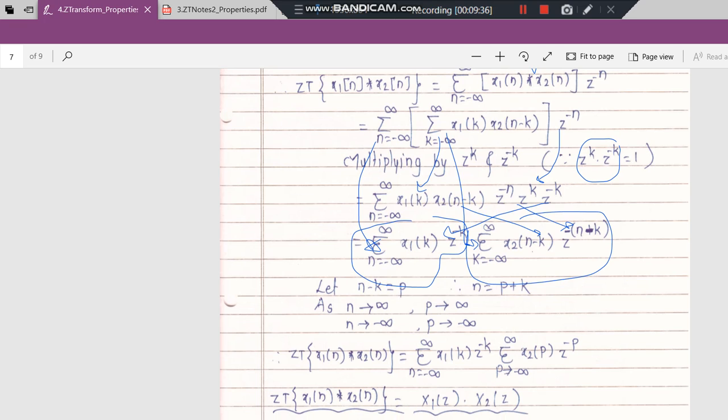Since n minus k is equal to p, I get z raised to minus p. So I put p here, and this is nothing but my x2 of z. This is your x1 of z, and this is your x2 of z. In this way, we can see that the convolution of the two sequences in the time domain is simply the multiplication of their z transforms. So this is the proof of the convolution property. We will see numericals in the next lecture.